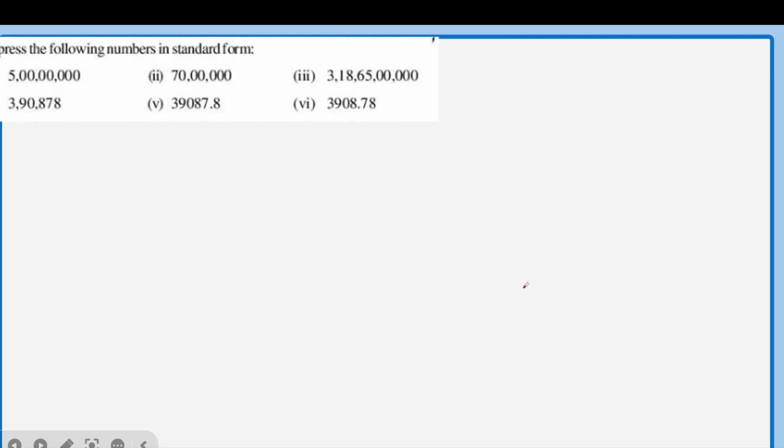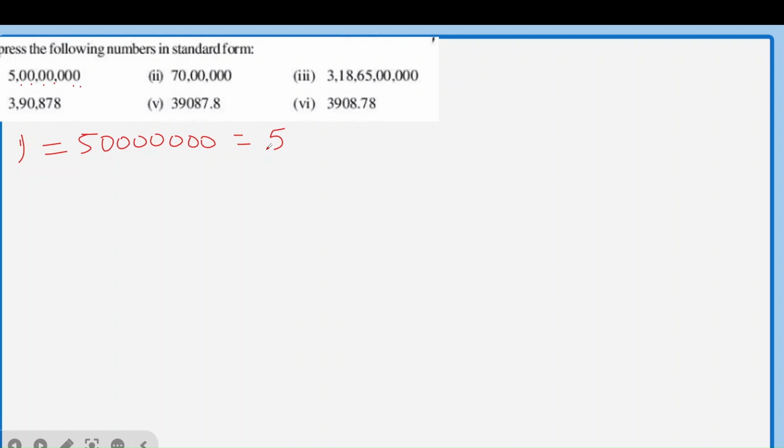Okay, now writing these in standard form. You are given the numbers in the general short form, but not the standard form. Standard form is what you will do. Let's have a look at the first question. 5, and how many zeros are there? 1, 2, 3, 4, 5, 6, 7. Okay, so 1, 2, 3, 4, 5, 6, 7. Remember, you need to have your first number as it is.